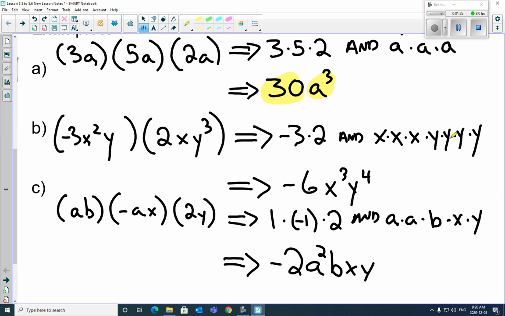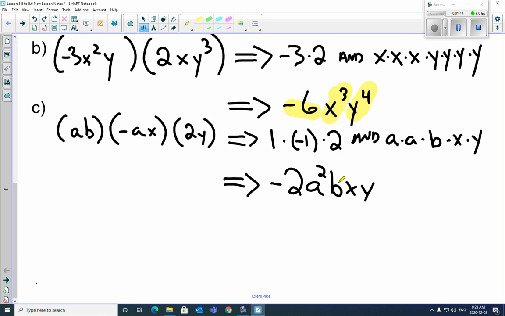So if you break it down like this, you can. You don't have to eventually. You'll get into the habit of just going, oh yeah, that's a y to the 1 and a y to the 3, so that'll be a y to the 4. But for now, you can break it down into its pieces. So negative 3 times 2 is negative 6. X times x times x is x cubed. Y times y times y times y is y to the 4th. There it is. You end up with that big monomial there.